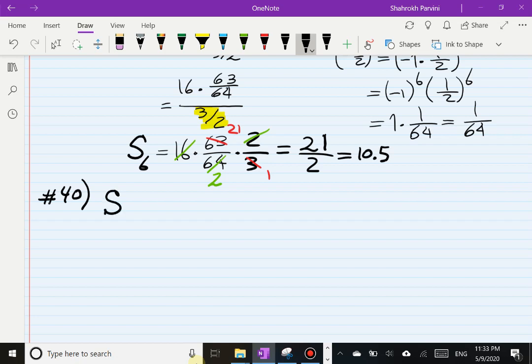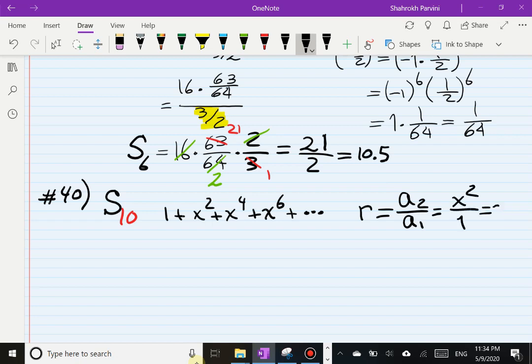Okay, let's do S sub 10 in number 40. S sub 10, and we want to do this for the following expression: 1 plus x squared plus x to the 4 plus x to the 6 and so on. So this is the sum of the first 10 terms. Again, this is geometric. I need a common ratio, and we need the first term, right? The common ratio is x squared over 1, or just x squared.